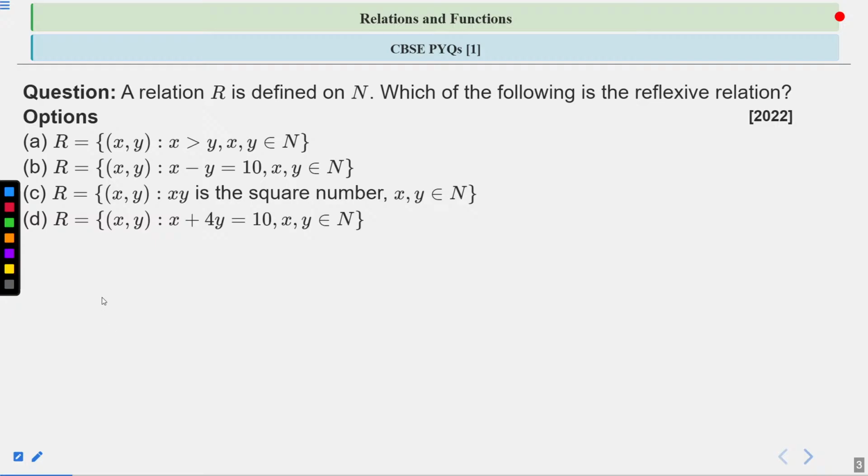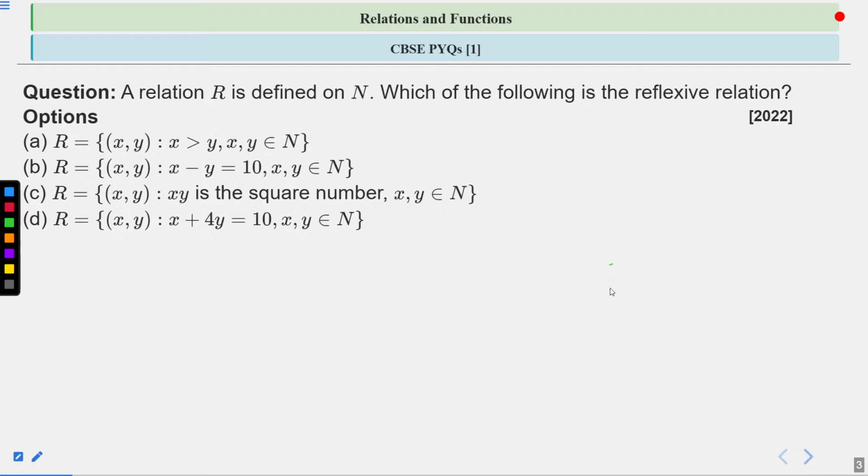First question, this was asked in the year 2022. The question says, a relation R is defined on N, which is the natural numbers. Which of the following given relations out of the four options is the reflexive relation? We have to discuss whether the relation given in each of the four options is reflexive or not, right? Okay.